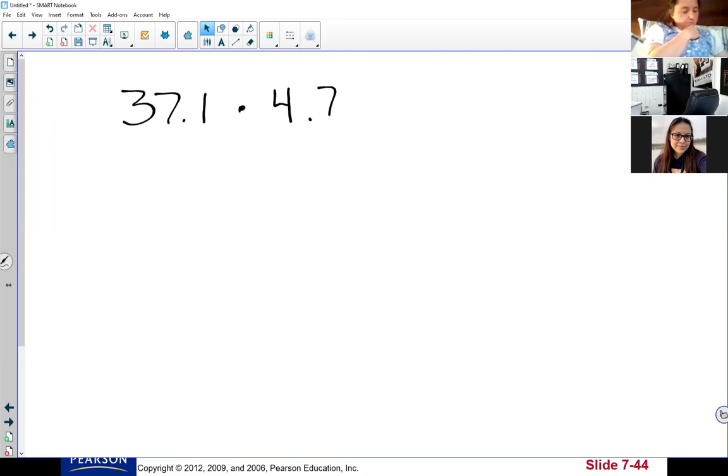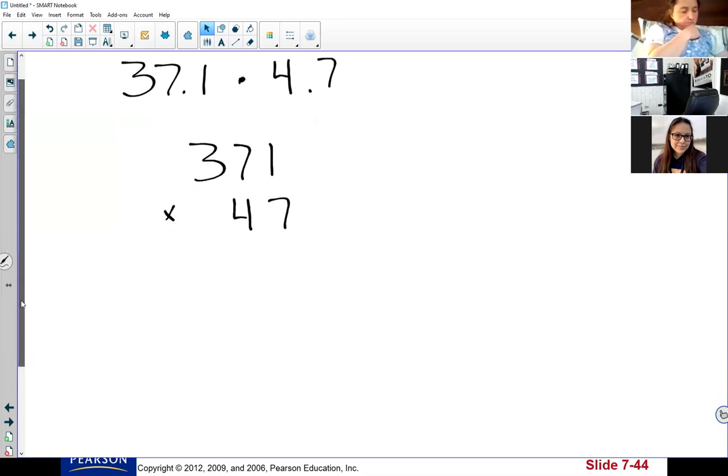Okay, so the easiest way, just ignore the decimals. So put 371 and 47 on the bottom like this, because you're multiplying, right? Mm-hmm. So then what we do is we start with the 7, right? 7 times 1, 7 times 7 is 49, carry the 4, 21 and 4 is 25, right?